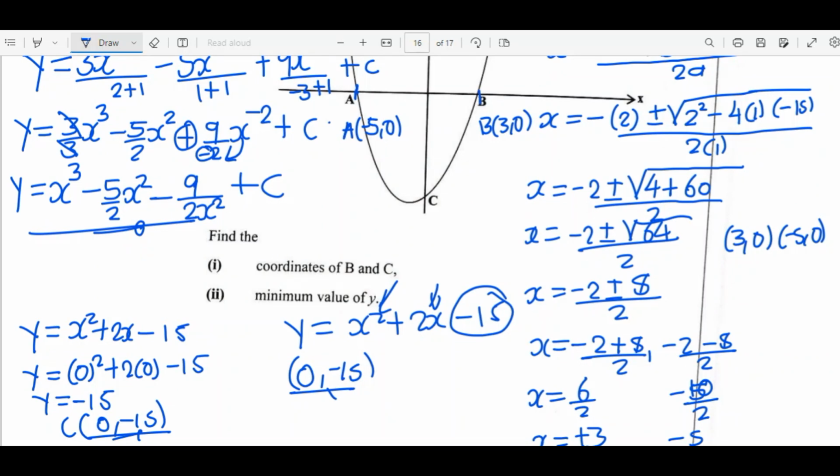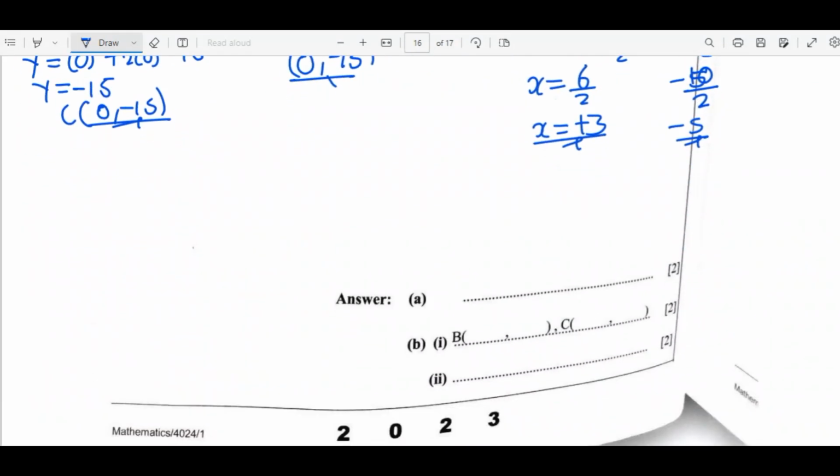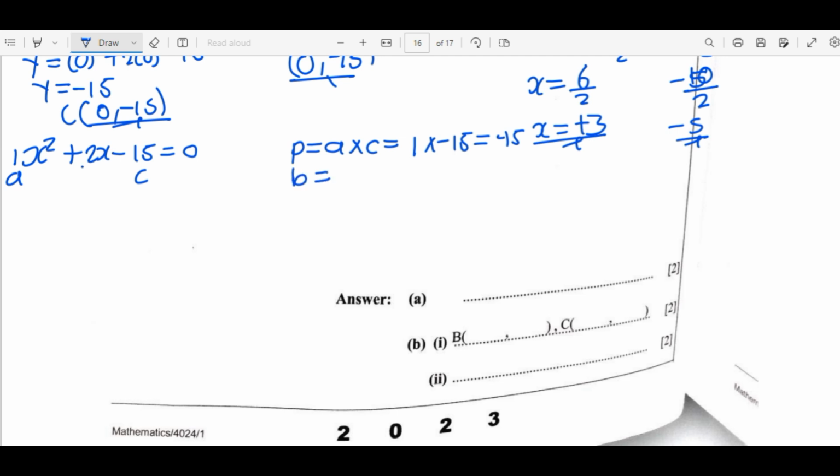Okay, so now let's use the factorization method for those that may want that method. The equation is x squared plus 2x minus 15 is equal to 0. For factorization, we need to find the product, which is found by a times c. The value of a is 1, the value of c is negative 15. 1 times negative 15 gives us negative 15. Then we need to find the sum, which is the value of b, positive 2.